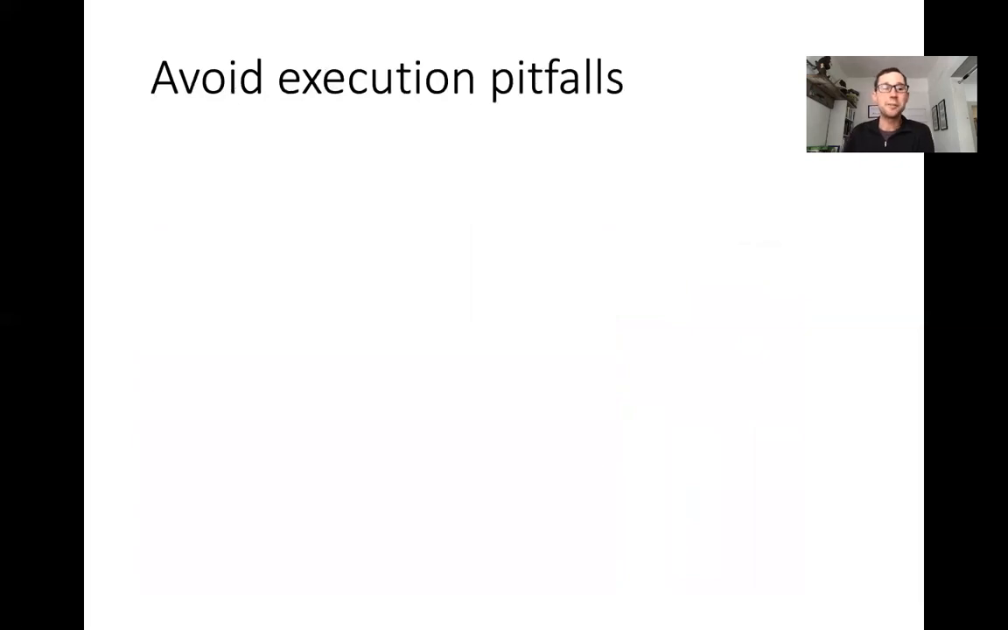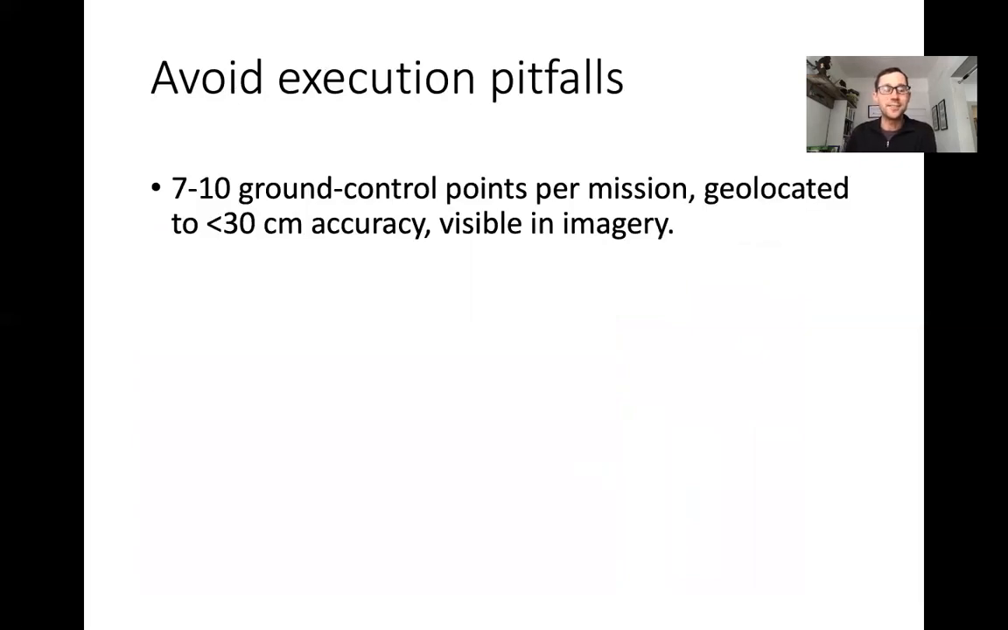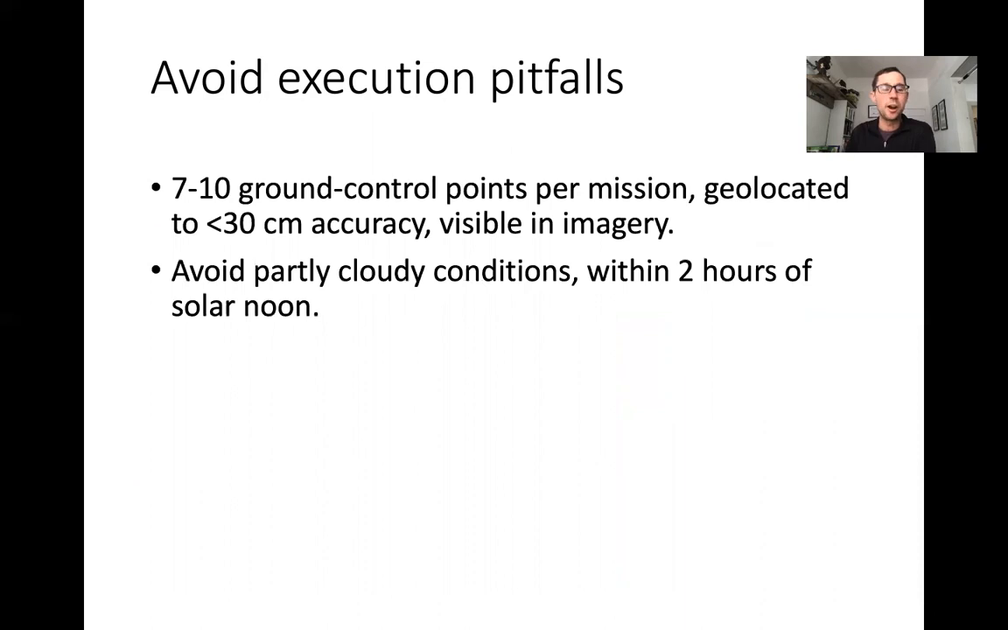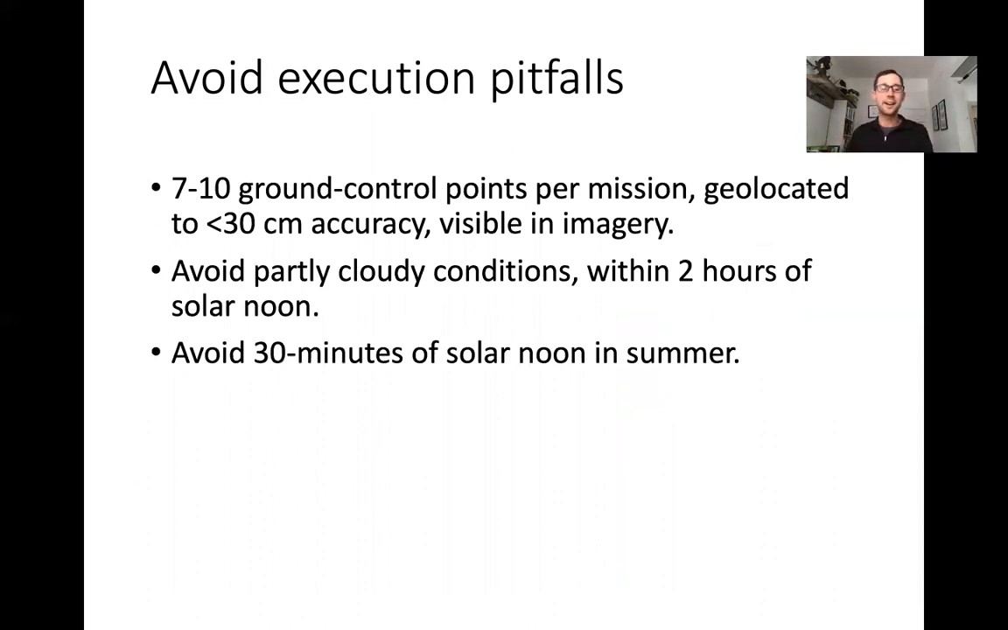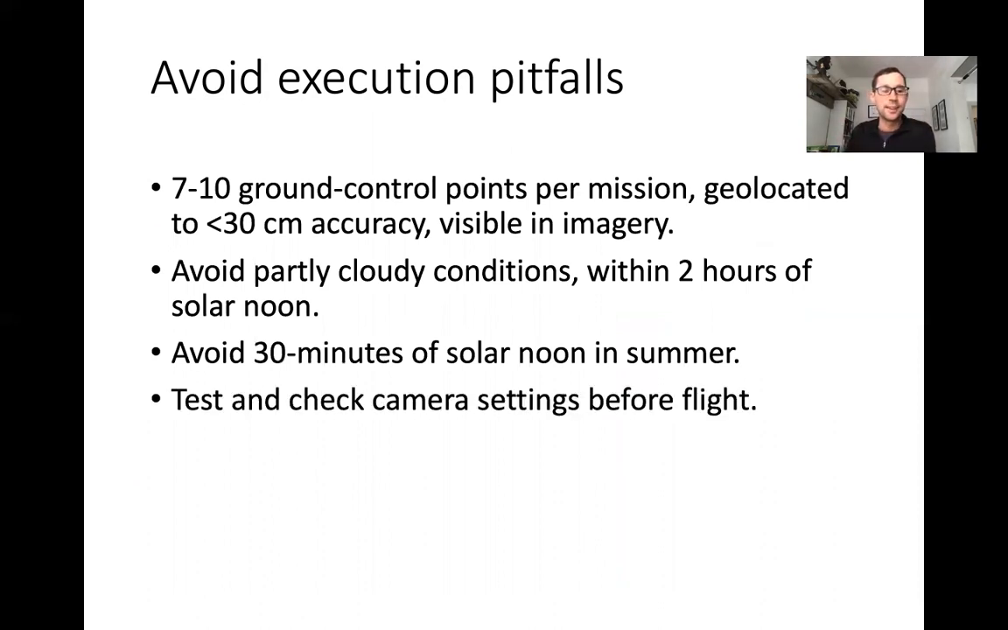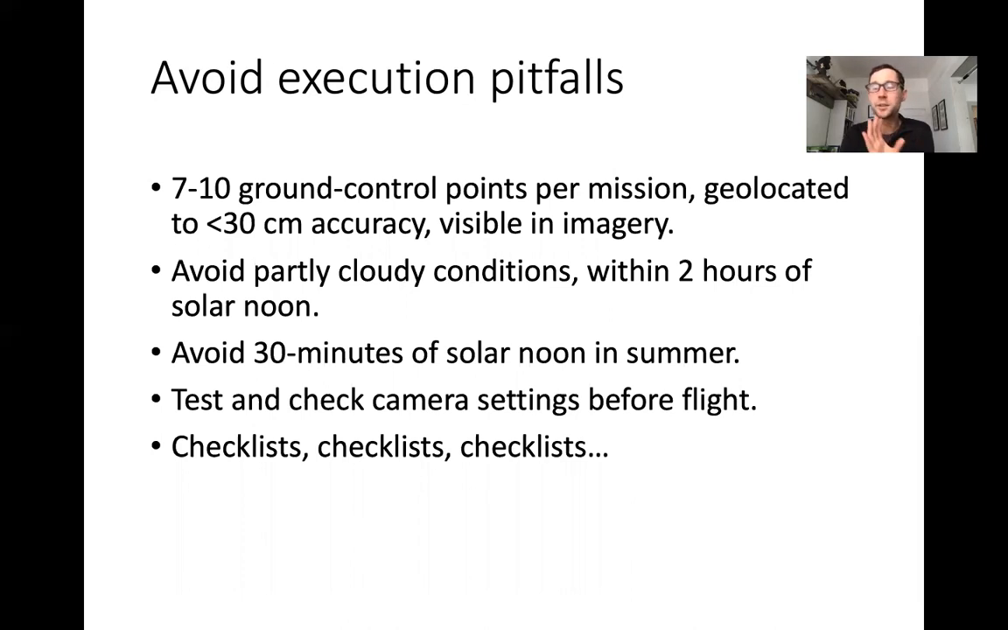Okay, so to avoid execution pitfalls here, we want 7 to 10 ground control points per mission at least, geolocated to less than 30% accuracy and visible in the imagery. We want to avoid partly cloudy conditions and fly within a couple of hours of solar noon, but avoid that 30 minutes around exact solar noon. We want to test and check the camera settings before the flight, and that's one among many things that we want to checklist. So I've actually shared on the GitHub site all the checklists that I use for my drone data collection, and I'm hoping that those will be helpful for you guys.